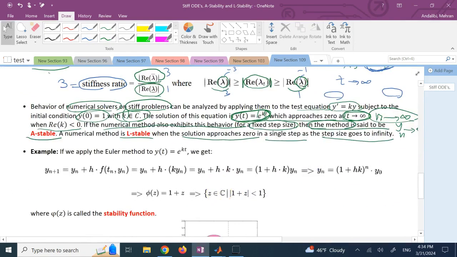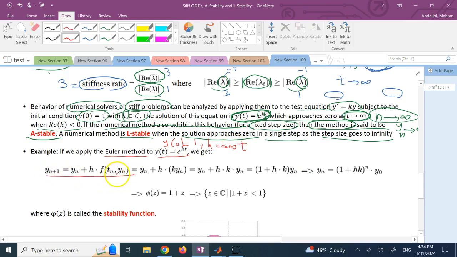So here, to demonstrate that for you, to clarify that for you, we're going to apply some solver to this test ODE, and we'll see if this method is A-stable, L-stable, or not. So the first one we're going to check is the Euler method, the simplest of all. We apply it to this ODE. Remember, we assume that y of 0 is 1, and we assume that h is constant. We are checking the A-stable first.